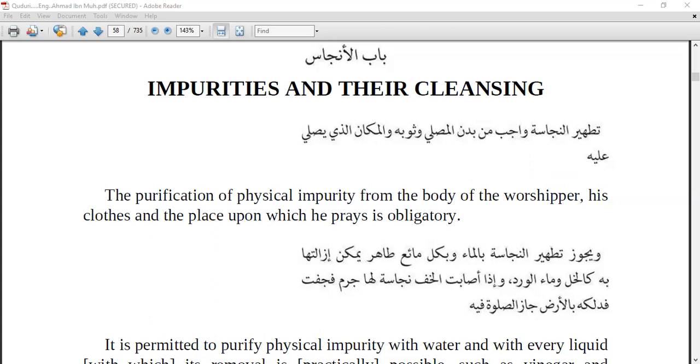Now, obviously, if the purification of a person's clothes is necessary, and if the purification of the place where they're praying is necessary, then obviously the purification of their body will be necessary as well, because it's more important than the other two things.